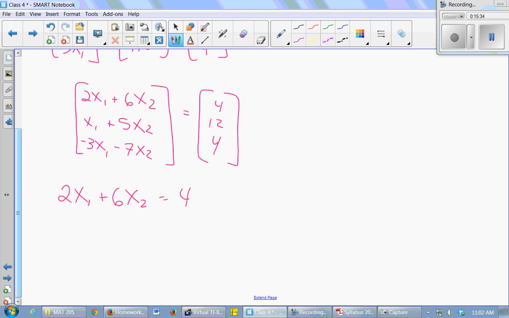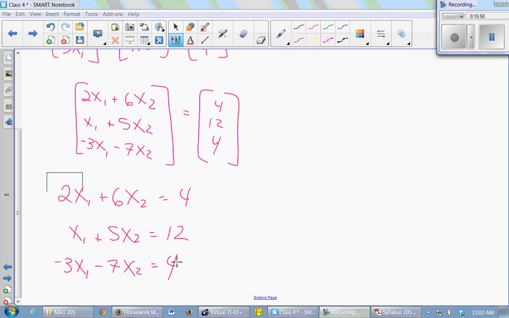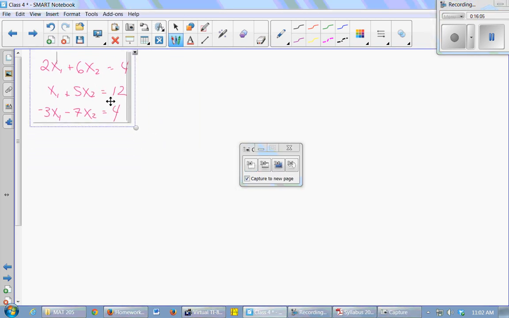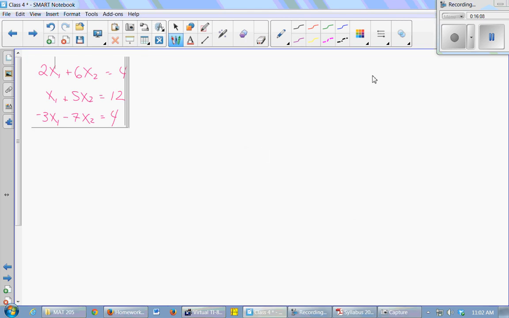So this translates to a system of three equations. 2x1 plus 6x2 has to be 4. x1 plus 5x2 has to be 12. And -3x1 minus 7x2 has to be 4. All right, I have a system of linear equations, three equations, two unknowns. How do you solve this kind of a system? Make a matrix and row reduce it. We use Gaussian elimination. The augmented matrix that corresponds to this system of equations is going to be rows (2, 6, 4), (1, 5, 12), (-3, -7, 4).